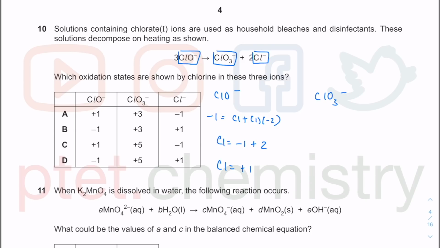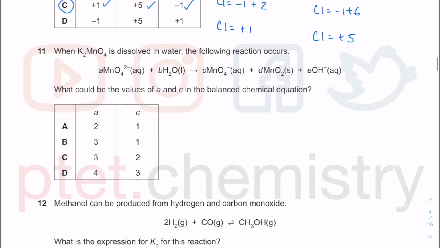ClO3 minus is called chlorate(V). I'm just going to show you how it is chlorate(V). So 3 times minus 2, minus 1 plus 6, that one is plus 5 there. And of course, the oxidation number of the ion itself is just the charge of the ion. So looking at all that, we're looking at plus 1, plus 5, and minus 1. So there's option C there.